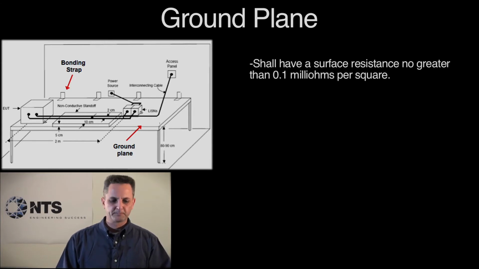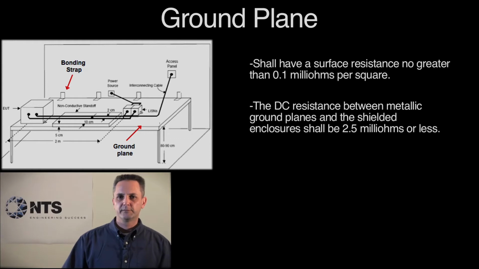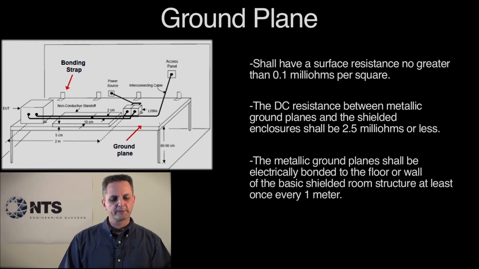Now, in addition to that, the ground plane shall have a surface resistance of no greater than 0.1 milliohms per square. This relates to a DC resistance between the metallic ground plane and the wall or floor of the chamber to be no greater than 2.5 milliohms of resistance. The metallic ground plane shall be electrically bonded to the wall or floor of the chamber at least once every meter along the length of that ground plane.